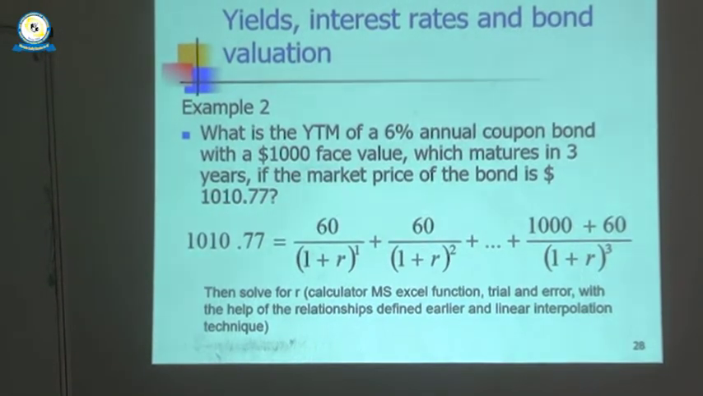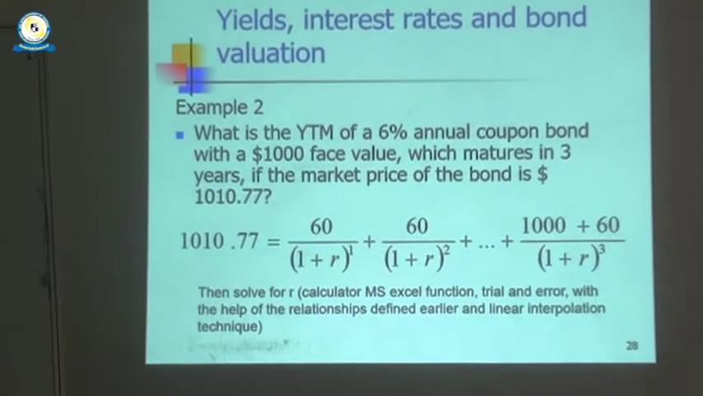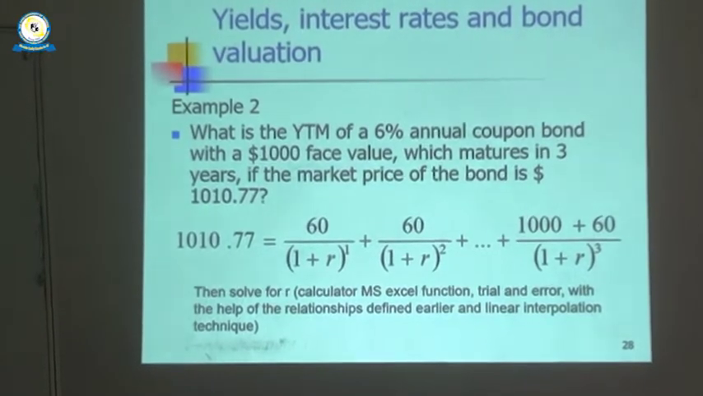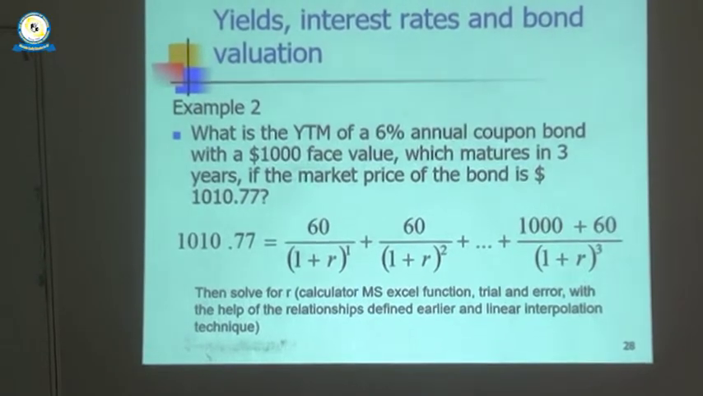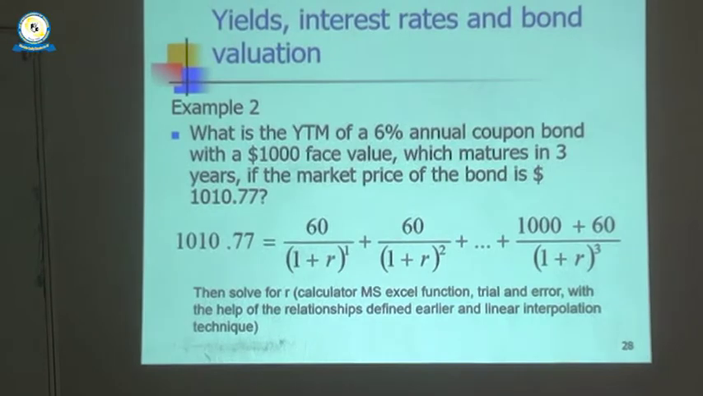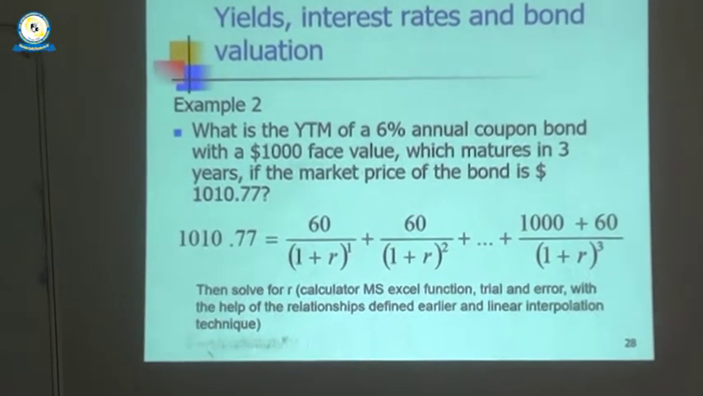You are given a question. What is the yield to maturity of a 6% annual coupon bond with a $1,000 US face value which matures in 3 years if the market price of the bond is 1,110.77 US? Now you are given data.